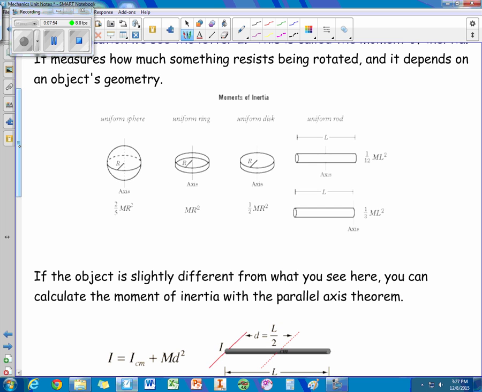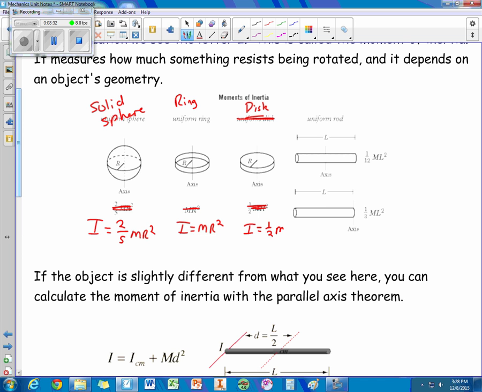So for instance, if I have a solid sphere, its moment of inertia would be I equals 2/5 mr squared. If I have a ring, this would be kind of like a wheel, I equals mr squared. And then if I have a disk, like a solid disk, I equals 1/2 mr squared.